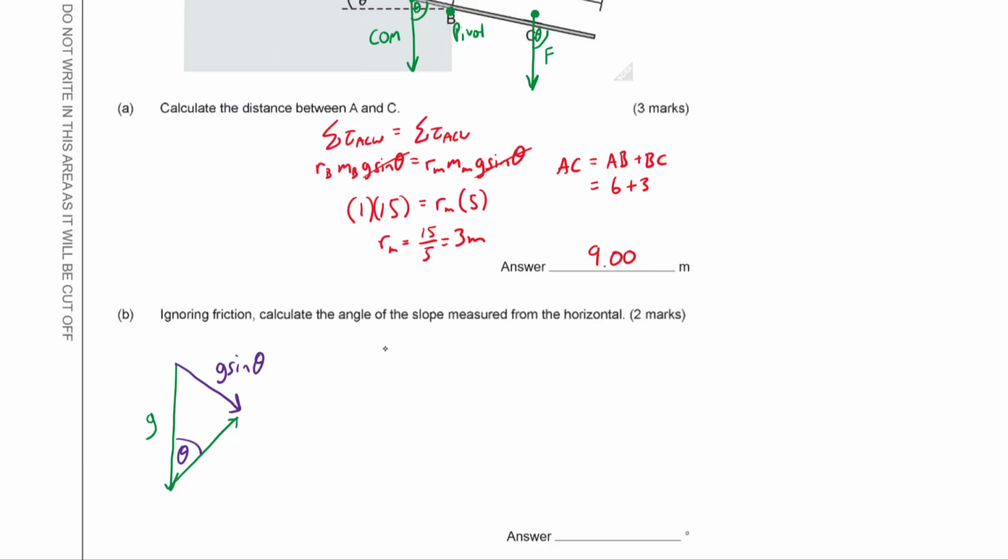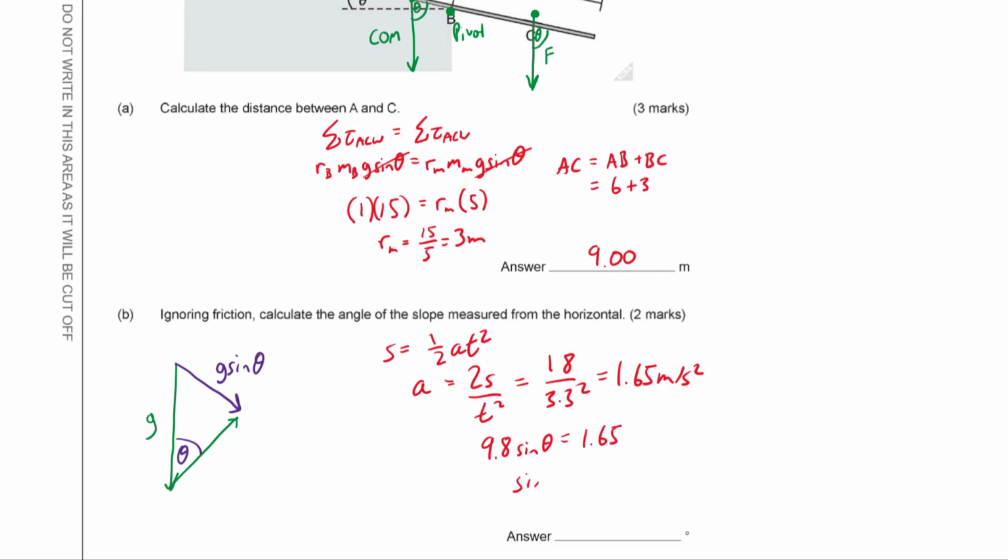With that in mind, I'm now going to first work out the acceleration for the 9 meters. If I start with s equals half a t squared, since it doesn't have a starting velocity, then the acceleration is going to be equal to 2s on t squared. So it's going to be 18 on 3.3 squared, which is equal to 1.65 meters per second squared. That acceleration is going to be equal to this g sine theta. So g being 9.8, 9.8 sine theta is equal to 1.65. So sine theta is going to be 0.169.